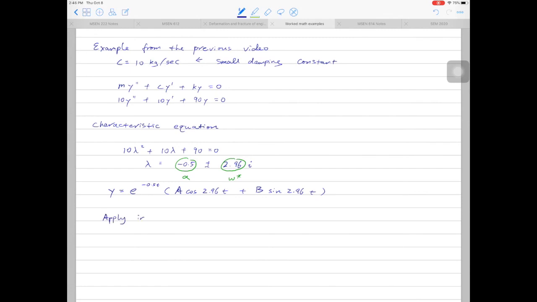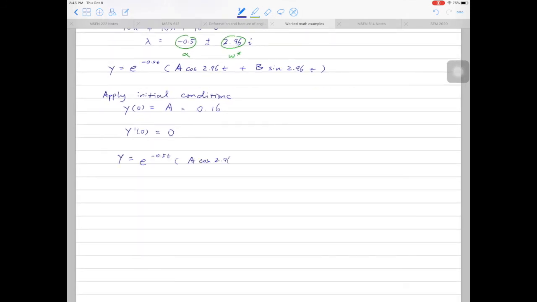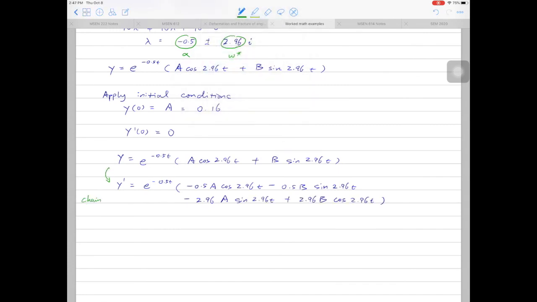We also have some initial conditions we can apply. First, the initial position is at 0, so y(0) is equal to 0. That gives A as 0.16. We also know the initial velocity is equal to 0, so y prime(0) is also equal to 0. We can do a quick differentiation using the chain rule, and this is what we have. From this, we can solve for B, which is equal to 0.027.